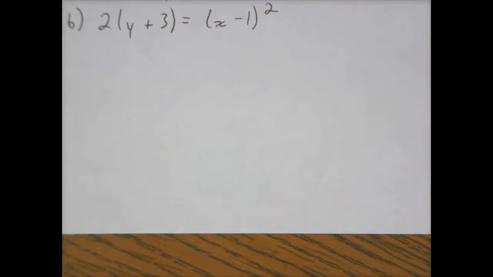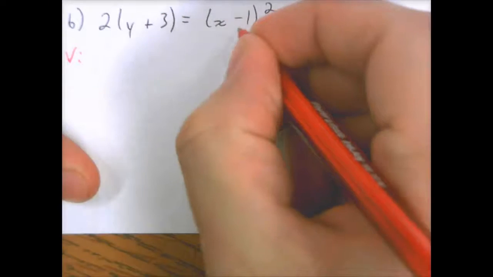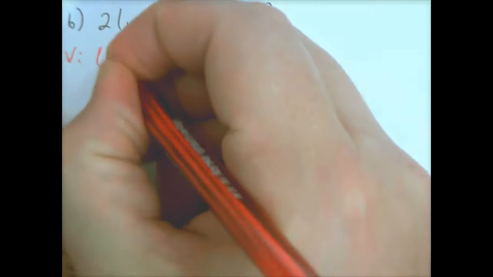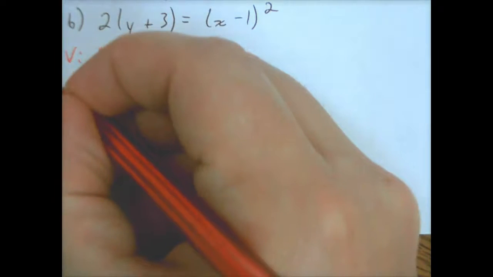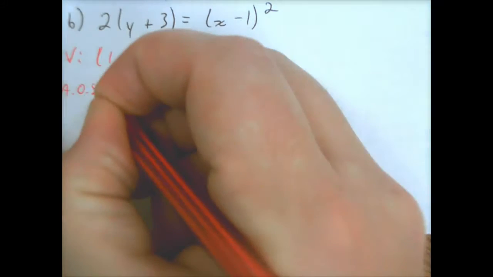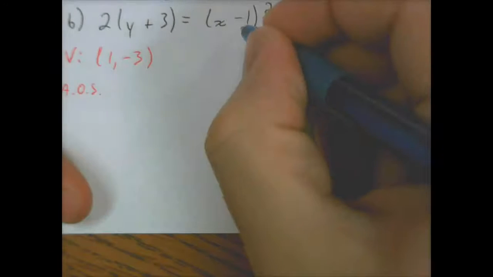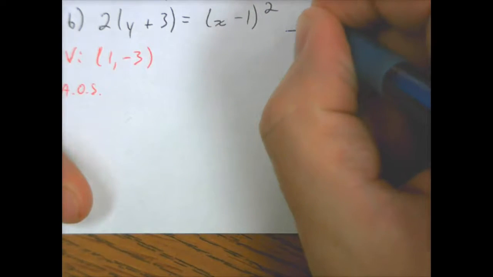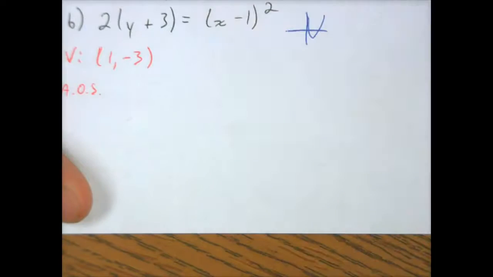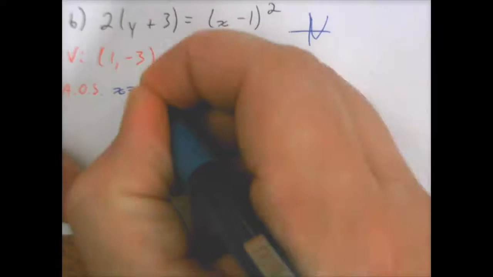Okay, looking at another example. In this one, again, starting from the beginning, the vertex looks like, with my x, I have a negative 1, so I'll choose 1, negative 3 for my vertex. My axis of symmetry, well, since it is x squared, it is going to open up or down. Since it is positive p, it is going to open up. So I have 1, negative 3, so my axis of symmetry then should be x equals 1.